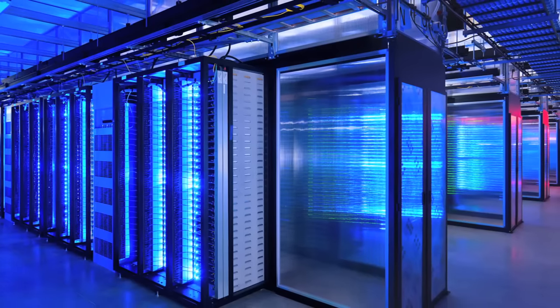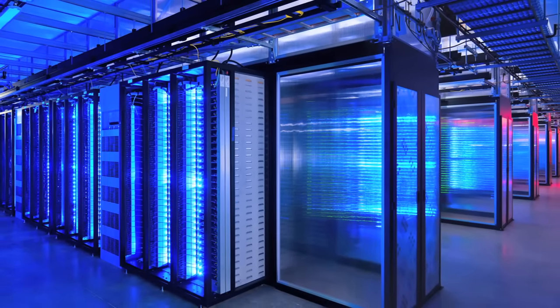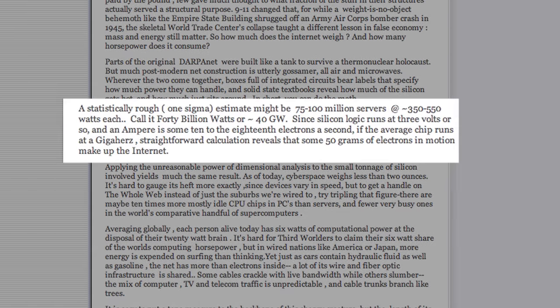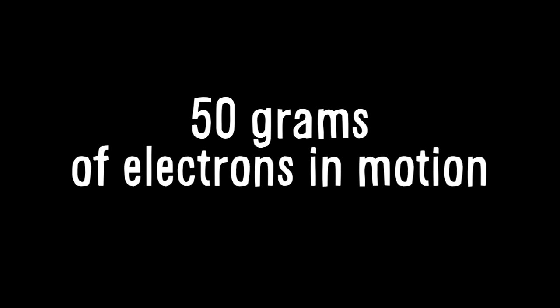So let's get bigger. Russell Seitz came up with his measurement because the internet is composed of networks of servers, and there are about 75 to 100 million servers operating to make the internet work. Combined, that many servers equal about 40 billion watts of electricity, and we know that an amp is about 10 to the 18th electrons per second. And since we know the weight of an electron, we can calculate that the entire internet is really just about 50 grams of electrons in motion.